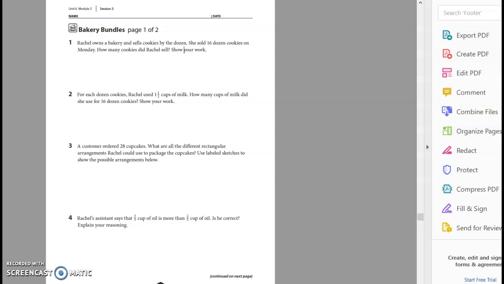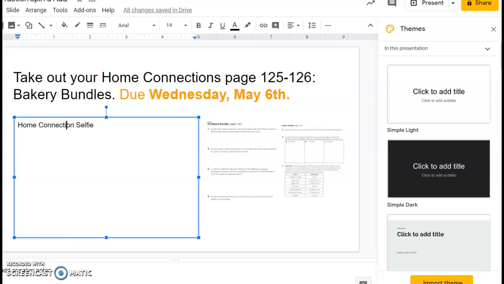Okay, friends, today to round out our very short lesson, we do have a homework assignment. Your homework assignment is going to be pages 125 and 126 in your home connections. It's going to be called Bakery Bundles. This is going to be due Wednesday, May 6th. Here's where you will post your selfie of your work.